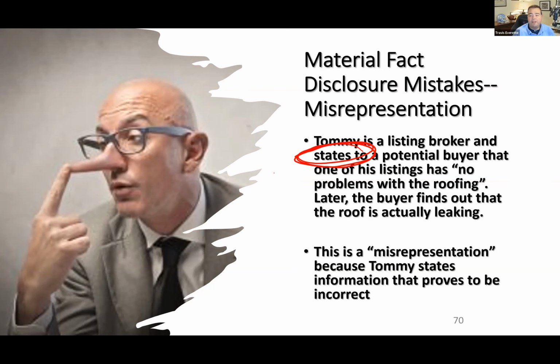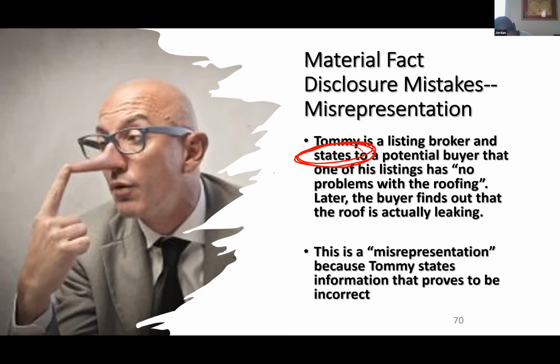When you give information, there's no way you omitted it. Because once you gave it, you either gave it correctly or you gave it incorrectly. If you gave it correctly, you're not guilty of anything. If you gave it incorrectly, you're guilty of a misrepresentation. Does everybody see that? Yes. So in this case, he gave information. That information turns out to be wrong. That's a misrepresentation. Are we all okay with that?